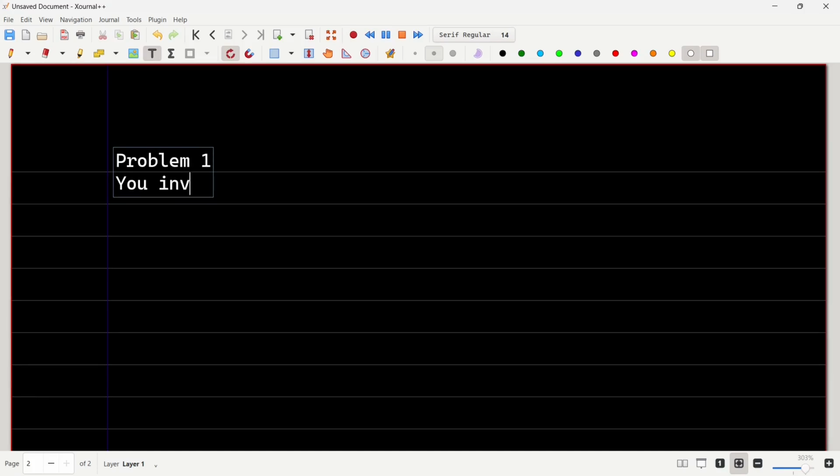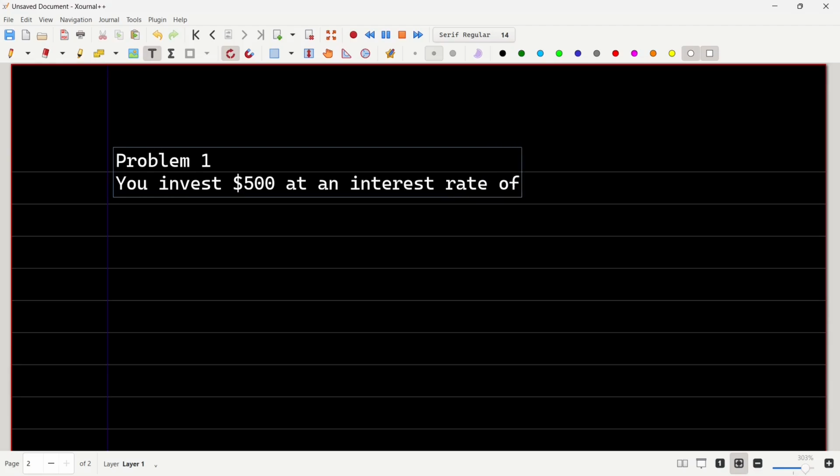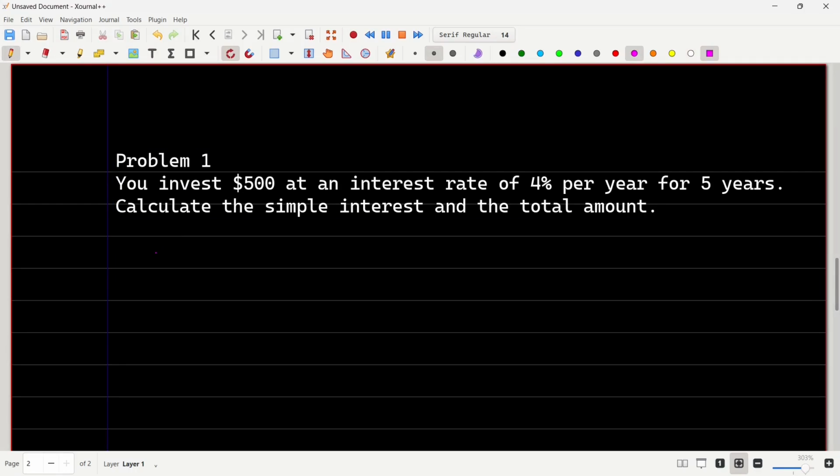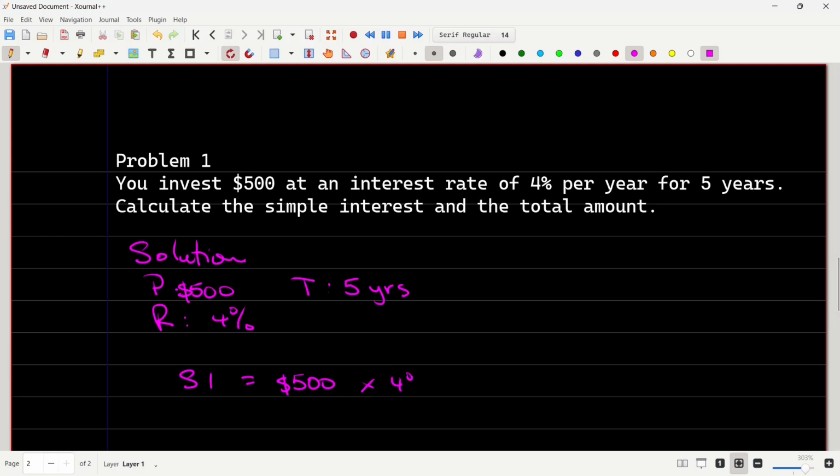You invest $500 at an interest rate of 4% per year for 5 years, and you're required to calculate the simple interest and the total amount. All right, so the solution will be as follows. We have the principal, which is $500. We have the rate, which is 4%. We have the time, which is 5 years. And then we're required to find the simple interest, which is simply principal times rate times time, which is the $500 times the 4% times the 5 years, all divided by 100.